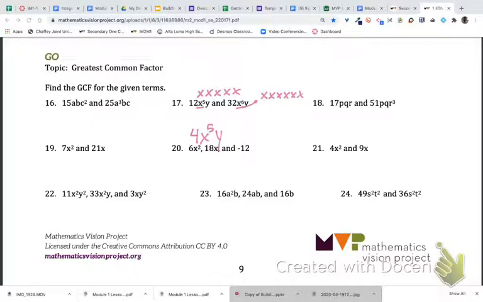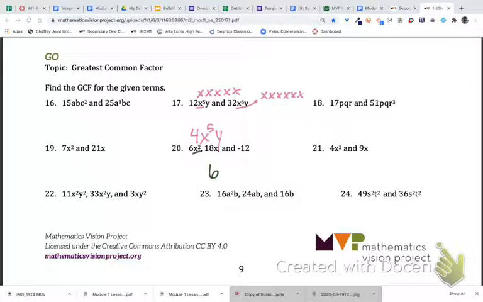For number 20, 6x squared, 18x, and negative 12. We need to, again, think about the greatest number that I can pull out of all 3 of these terms. What do they all have in common? If you were to say a 2, you're right, but that's not the greatest thing that they have in common. If you look at it a little bit further, you should see that I can divide each of these by 6. So we can say that, so far, 6 is the thing I can pull out.